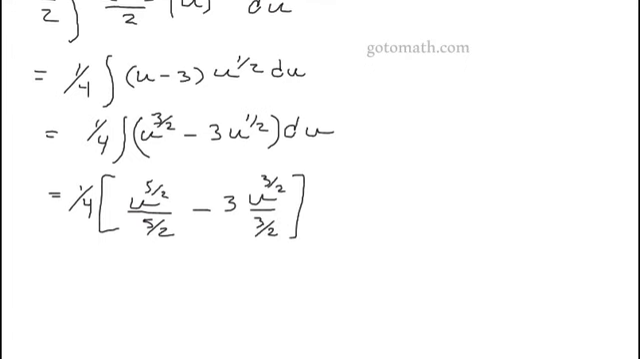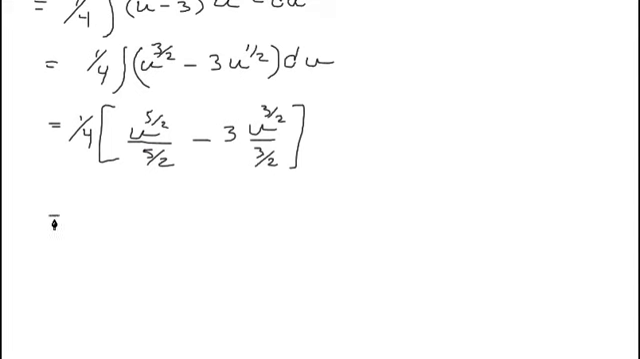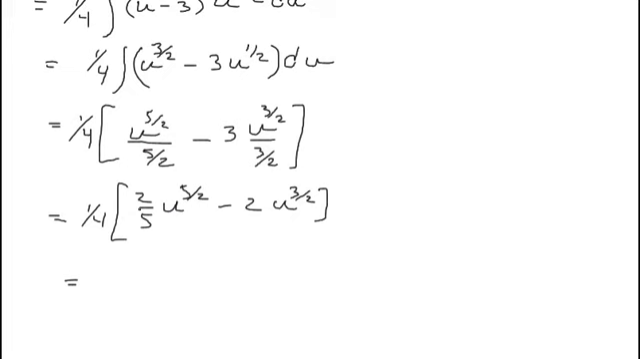Trying to clean this up a little bit, I'll rewrite that 1/4 out here. So this is 2/5 u to the 5 halves. Then this is going to be 2 over 3, but the 3's will cancel out, so we'll just be left with a 2 u to the 3 halves. I'm going to distribute that 1/4 across. So this is going to end up being 1 over 10.